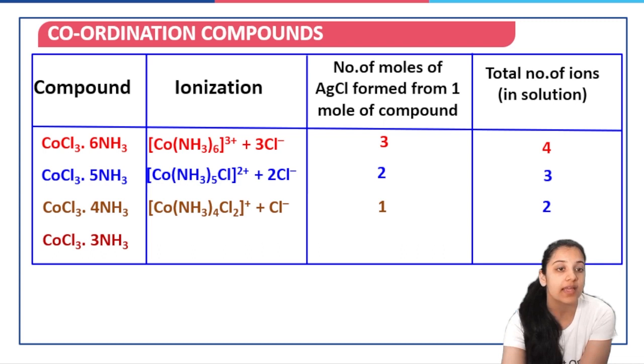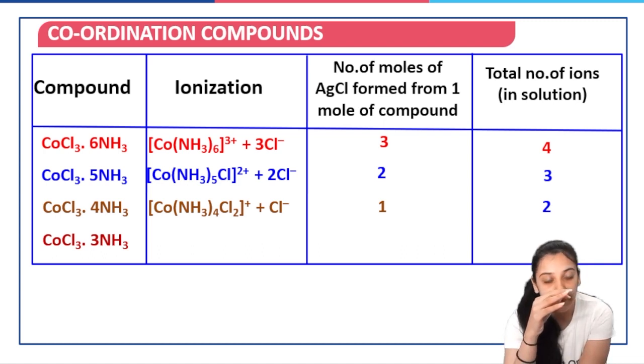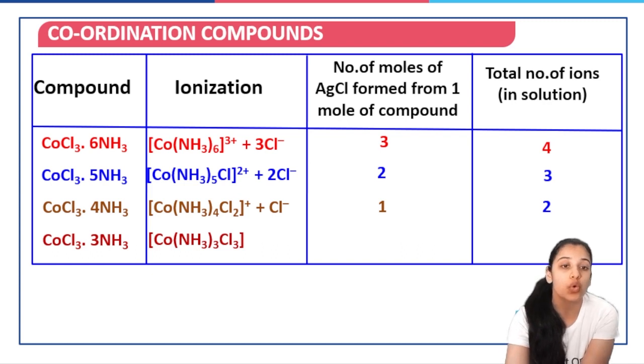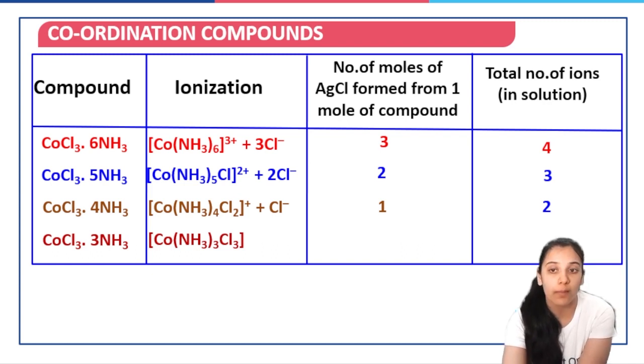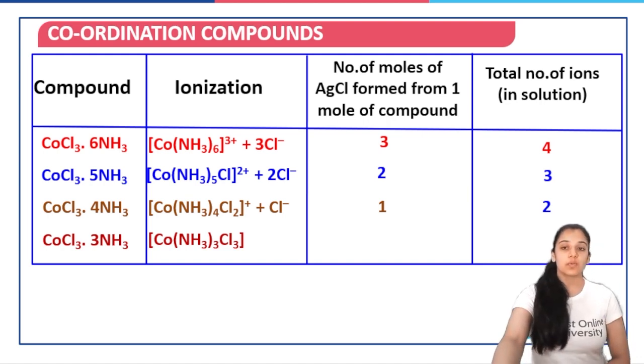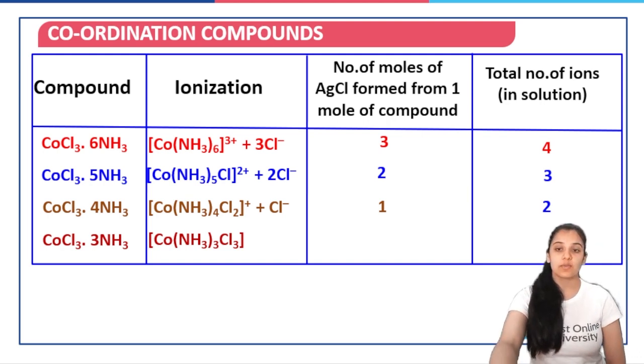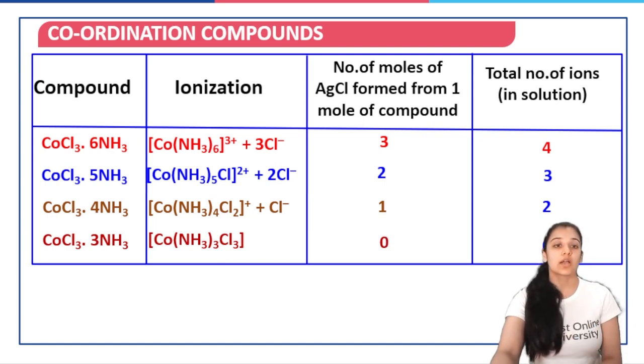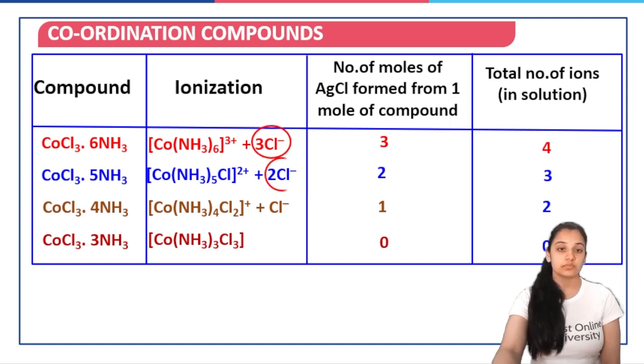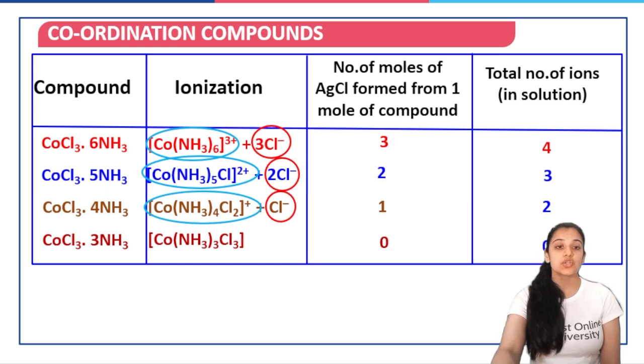And lastly, when he considered this particular species, he saw that there was no Cl minus ion that was available or formed, and therefore there were 0 moles of AgCl formed, and there was no ion. Okay, it was a neutral compound. Right? So carefully look at these species.